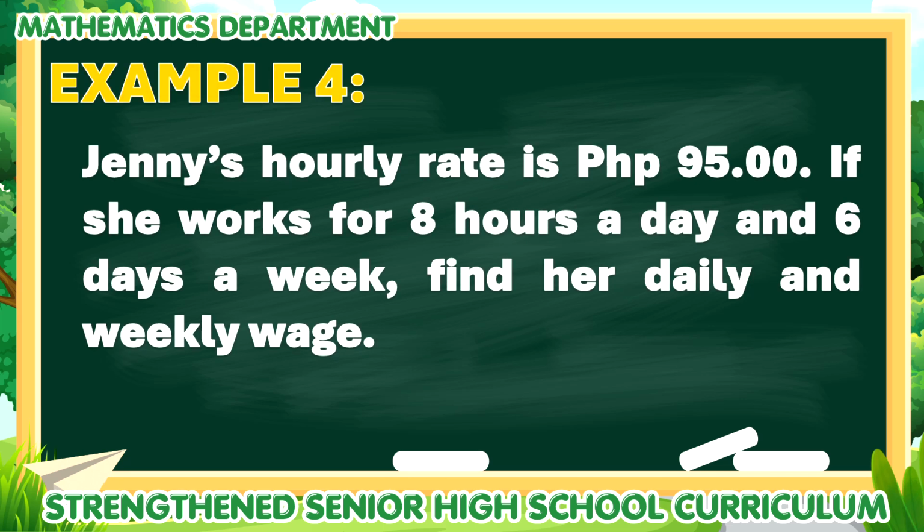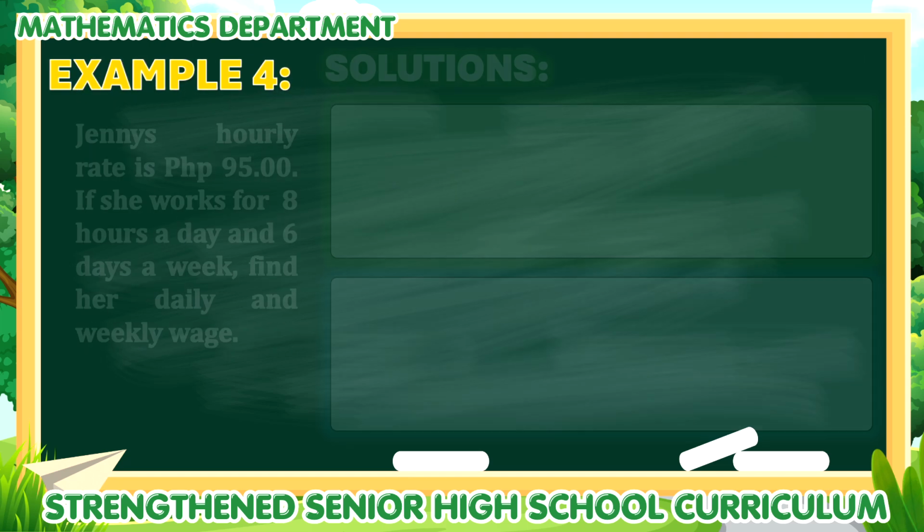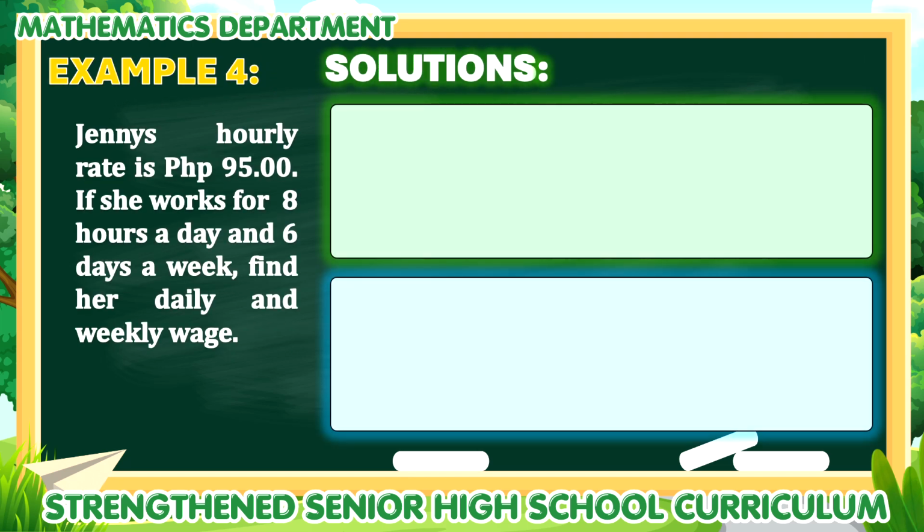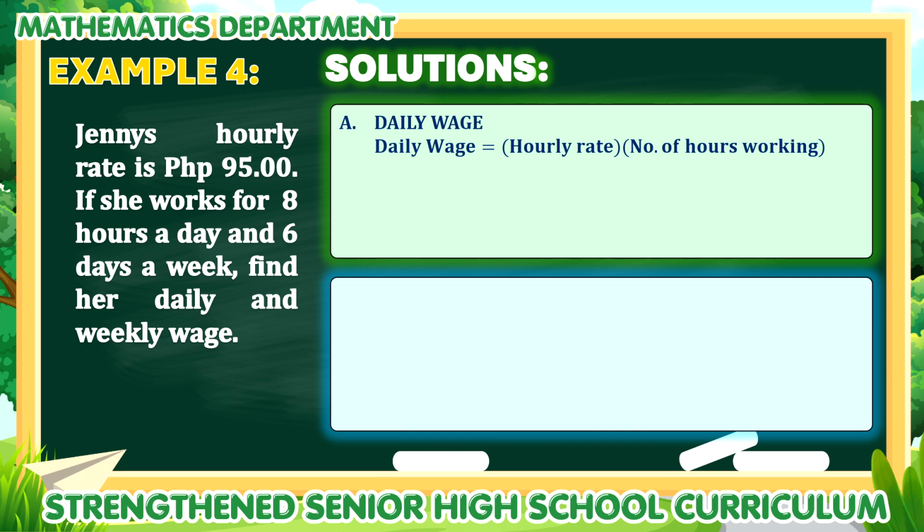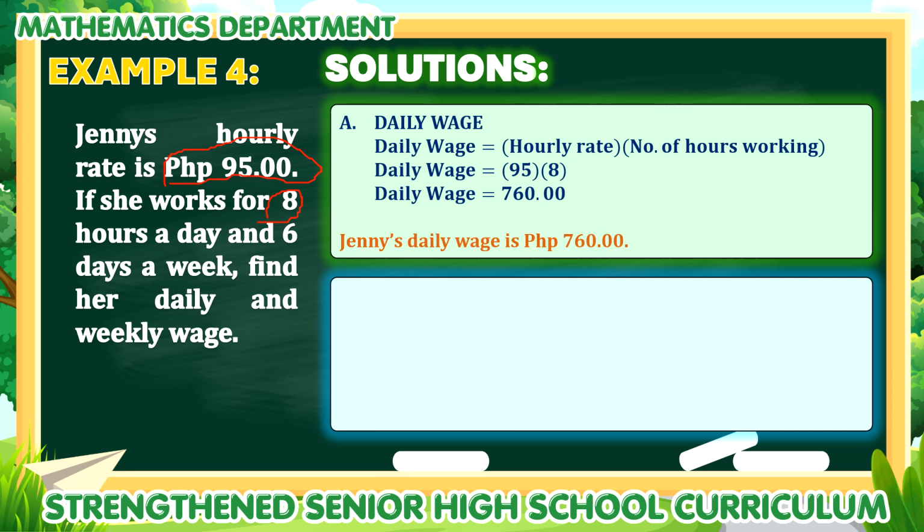For our fourth example, Jenny's hourly rate is 95 pesos. If she works for 8 hours a day and 6 days a week, find her daily and weekly wage. Following the same procedure with example number 3, we will compute our daily wage by multiplying our hourly rate by the number of hours working. From this problem, our hourly rate is 95 pesos and she works for 8 hours a day. Therefore, for our daily wage, we have 95 times 8, that gives us 760. So therefore, Jenny's daily wage is 760 pesos.